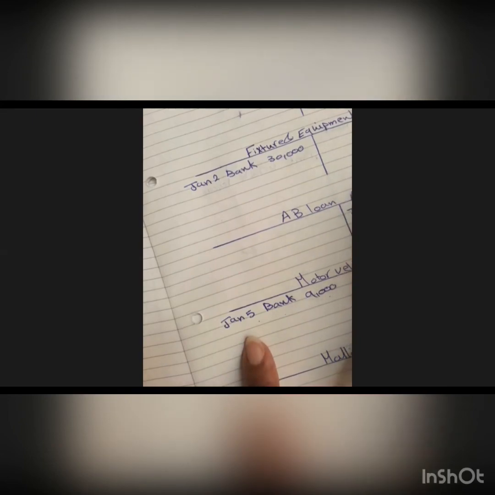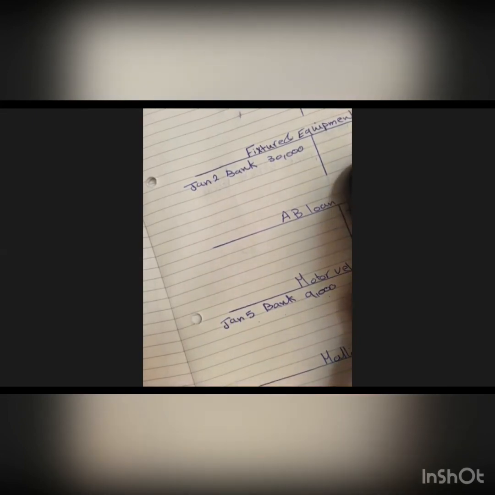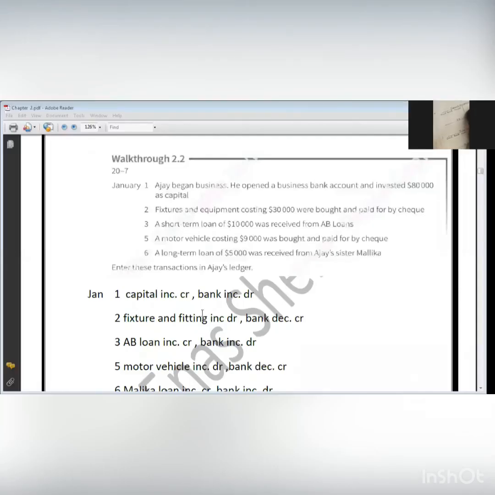Okay? So you have to note a very important thing: you will never find in one transaction both debit or both credit. As you see here, Jan 1, credit and debit. Jan 2, debit and credit. Jan 3, credit and debit. Jan 5, debit and credit. So if you translate your transaction and find that you have both debit or both credit, of course you made something wrong. One should be debit and the other should be credit.